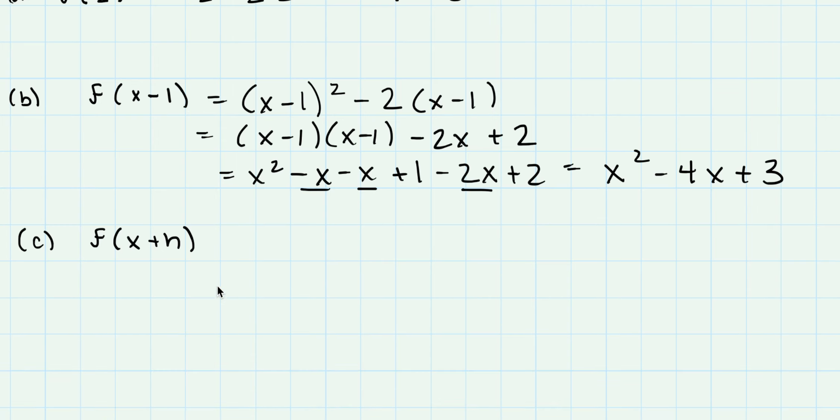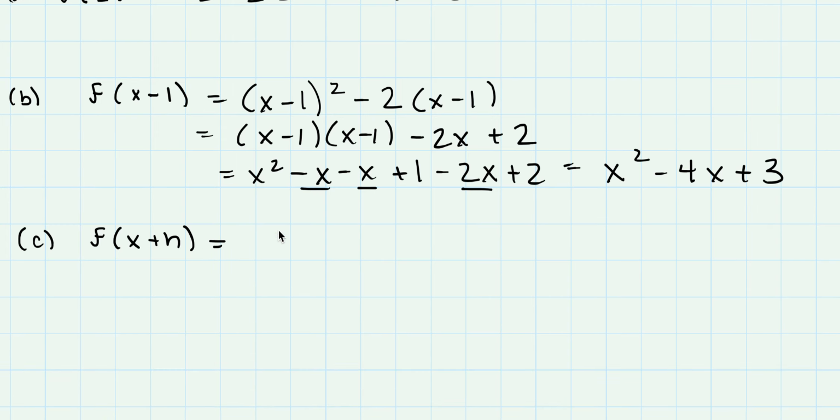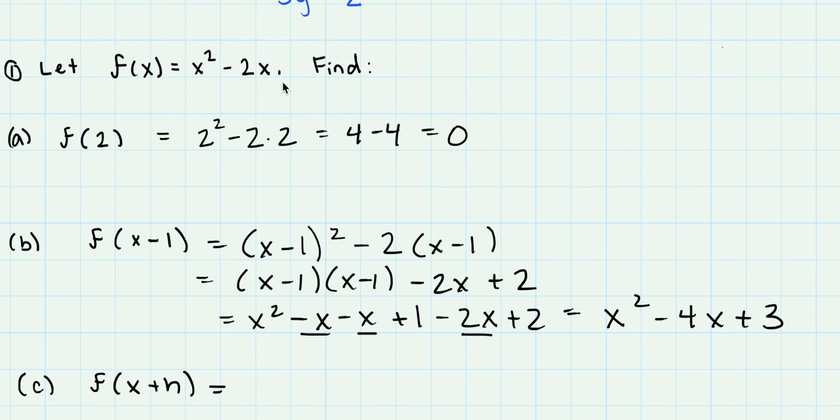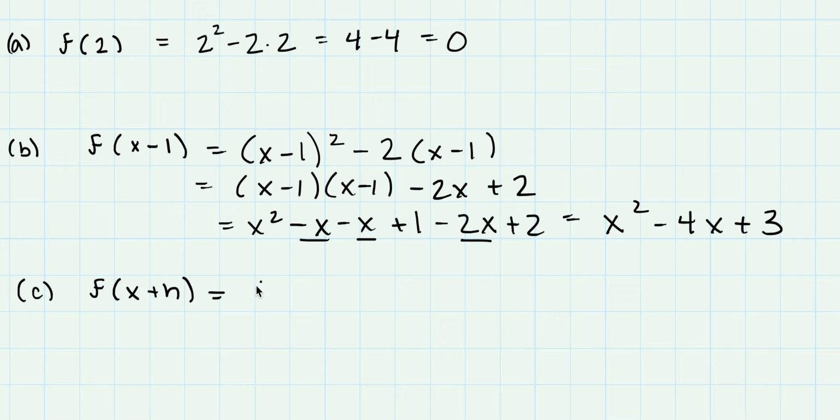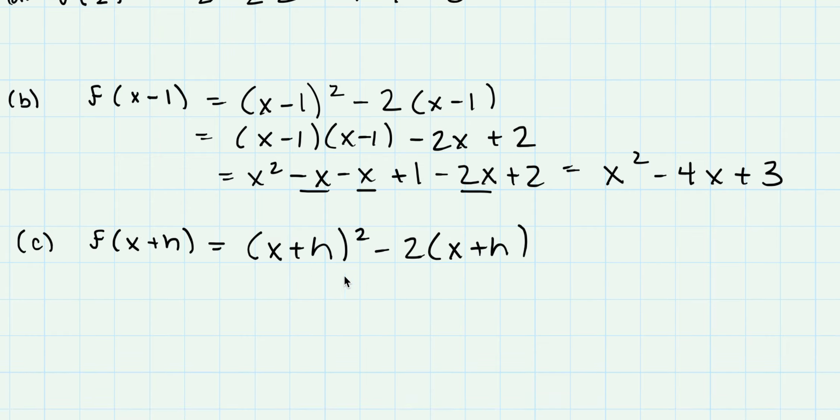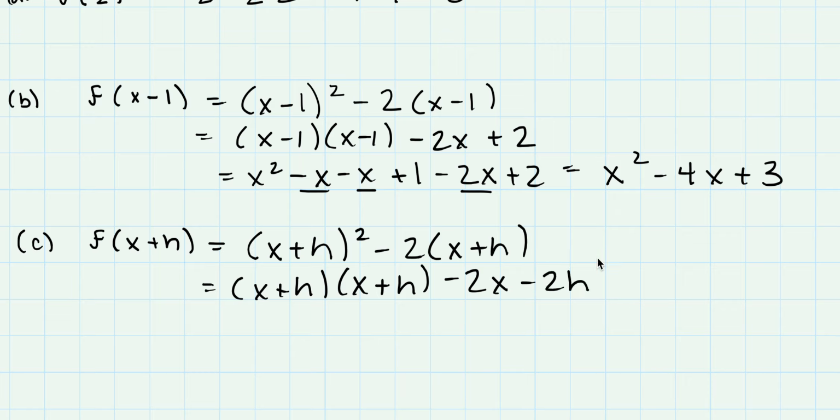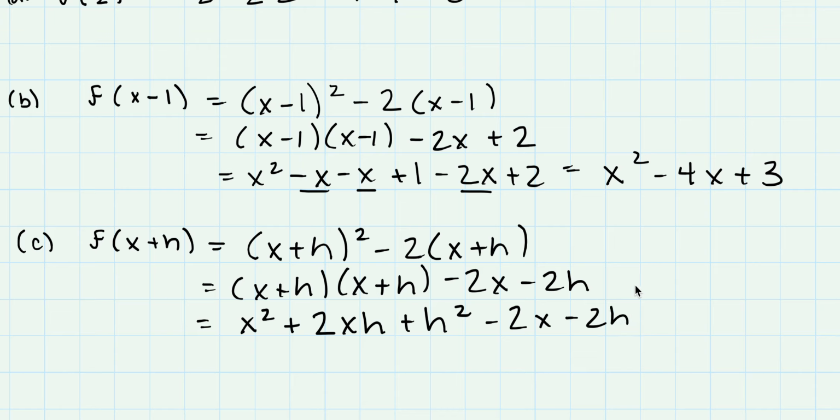Okay, let's figure out what f of x plus h is. Again, in the original function, x squared minus 2x, we plug in x plus h for every x. We're going to have to FOIL this out. So this is x plus h times x plus h, minus 2x minus 2h. This is x squared plus x times h, and then an h times x, which makes 2xh, plus h squared, minus 2x minus 2h. Be very careful here.